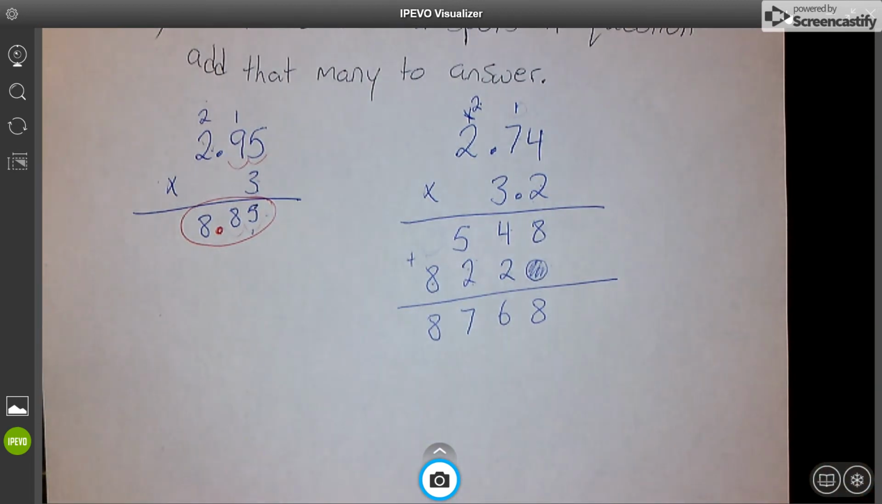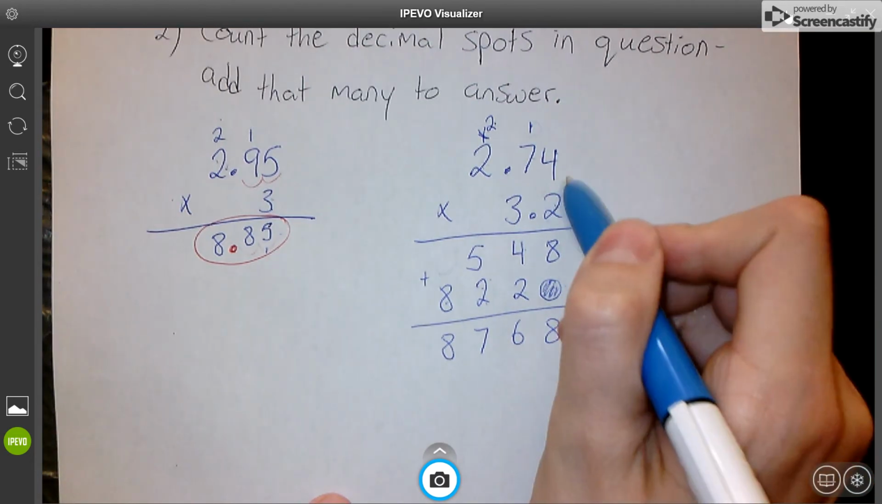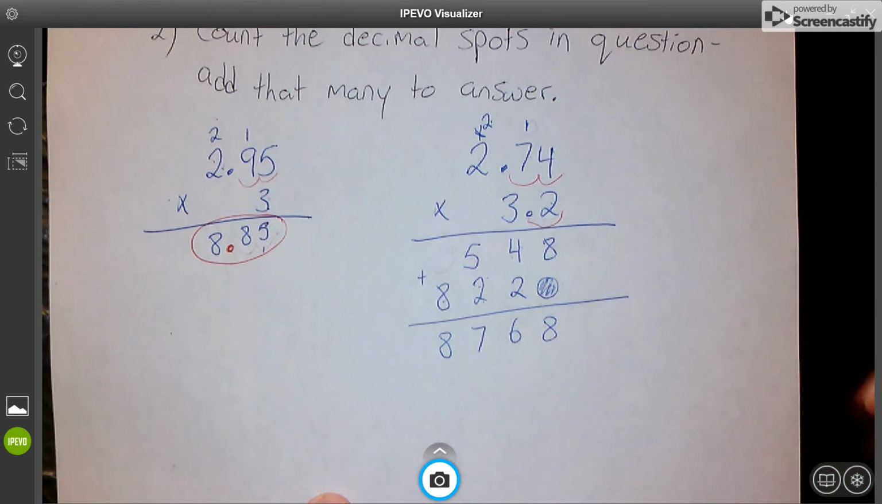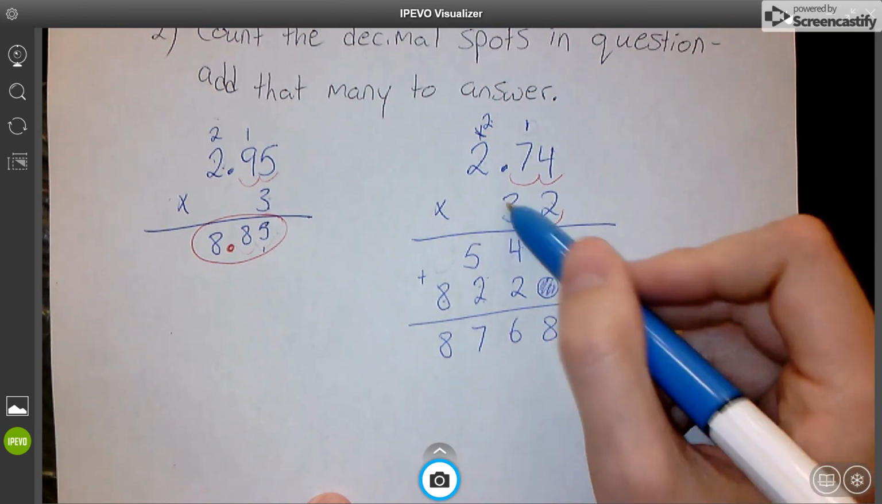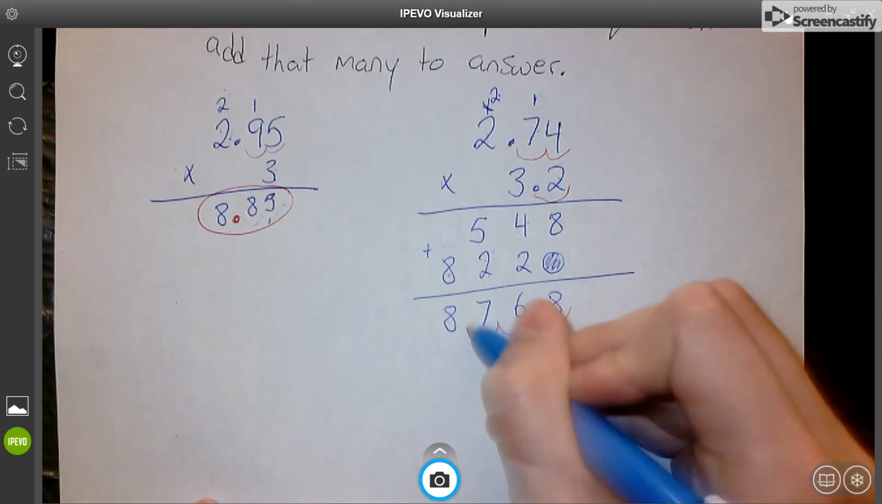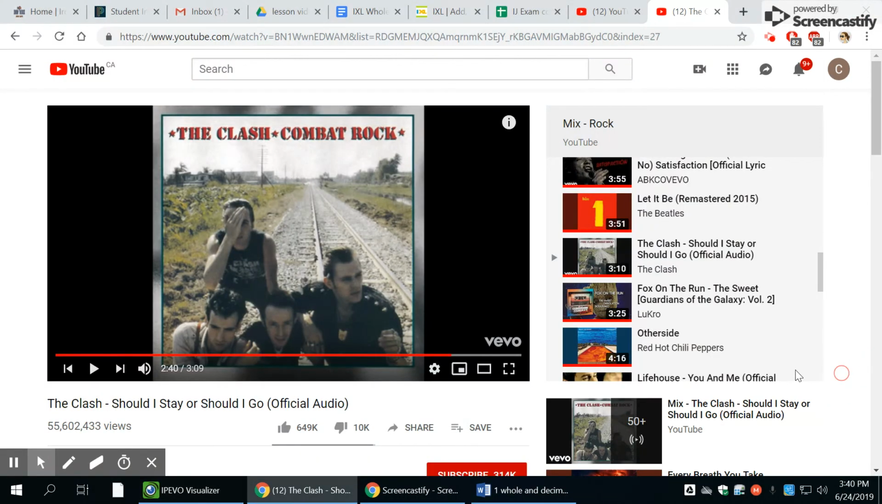Okay, here's where you gotta count carefully. There are 2 decimal spots there in the question, but a third one right there. So there's actually 3 decimal spots in my question. So there needs to be 3 decimal spots in your answer. All right, do your work and best of luck.